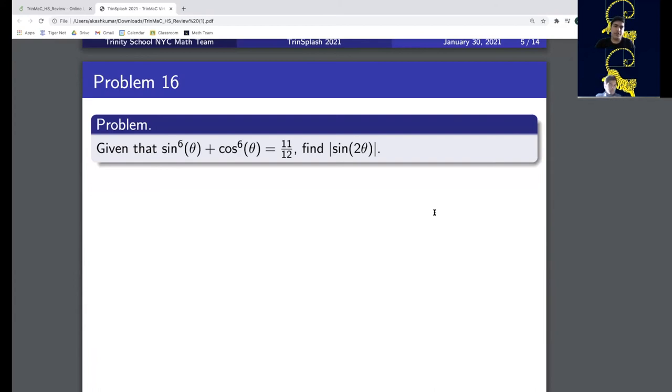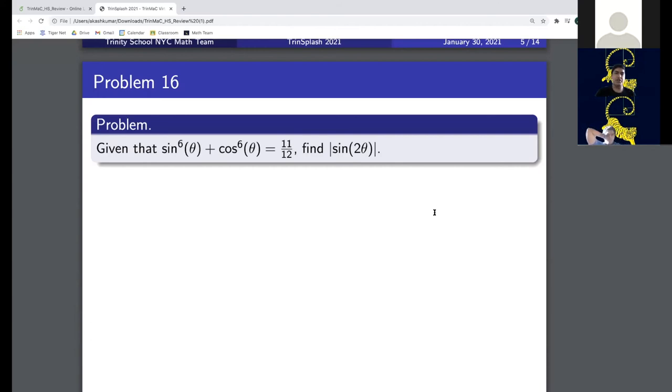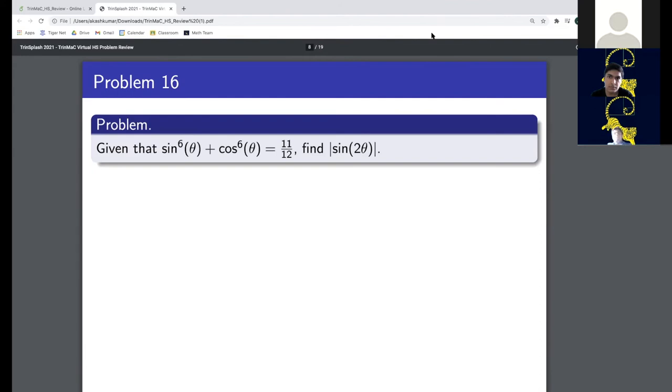So this one is obviously very trig heavy. You're given that sine to the 6th theta plus cos to the 6th theta is 11/12, and you're hoping to find the absolute value of sine 2 theta. For these equations, it's similar to the first one in that whenever you're given this expression and asked to find this expression, you never want to solve for any variables. It's always about trying to manipulate what you're given. A hint would be that, since we're dealing with trig, trig identities will be very useful.